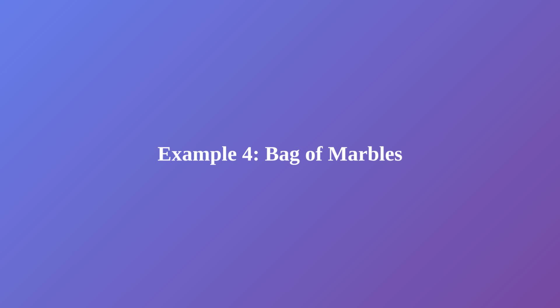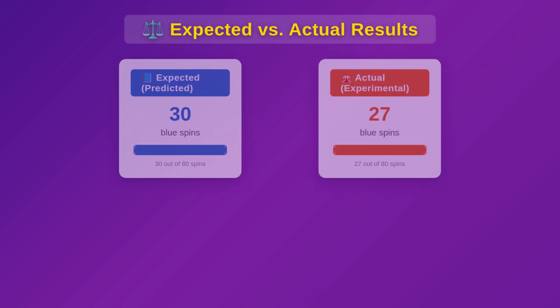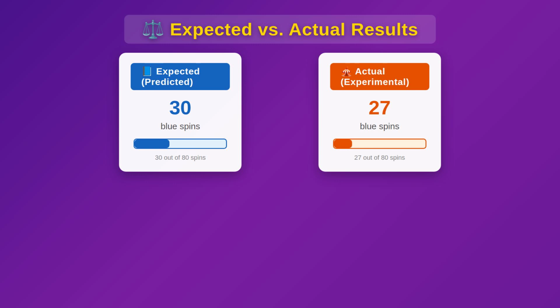Maya's class does an experiment with a bag of marbles. There are 10 marbles total, 4 green, 3 blue, 2 red, and 1 yellow. If they randomly pull 1 marble out and put it back 50 times, how many times do they predict pulling green? First, P of green equals 4/10. Simplify. 4/10 reduces to 2/5 because both 4 and 10 are divisible by 2. Now multiply 2/5 times 50. That's 2 times 50 divided by 5. 2 times 50 is 100, and 100 divided by 5 equals 20. The class predicts pulling green 20 times.